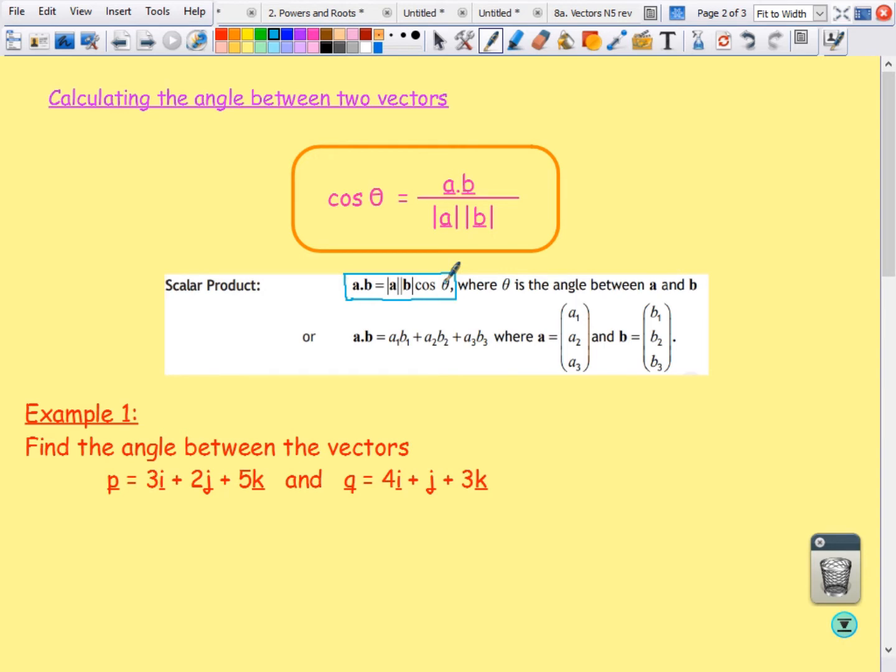Now you can see here that it's the magnitude of A times the magnitude of B times cos theta. Now I want cos theta on its own, so that means I'm going to have to divide by the magnitude of A and the magnitude of B. So I'm going to take them both over and divide by it. So that's how I've got this formula here. It's not given to you on the sheet, but my recommendation is to memorise it. If you forget it, you can figure it out from your formula sheet. So this is the version that we are going to be using.